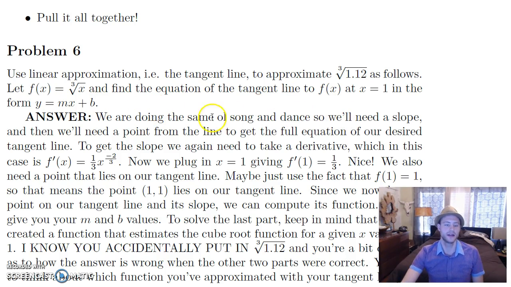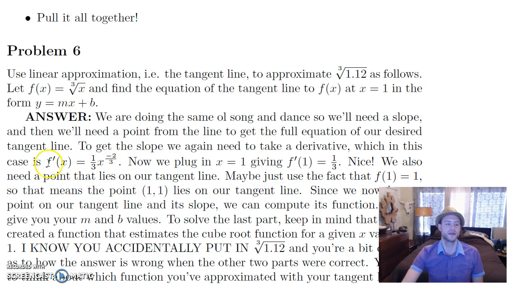Okay, we're doing the same old song and dance, so we need a slope, and then we'll need a point from the line to get a full equation of our desired tangent line. To get the slope, we again need to take a derivative, which in this case is f prime at x equals this. This is just your power rule. Remember that cube root of x is x to the 1/3, so the 1/3 comes down. 1/3 minus 1 is negative 2/3.